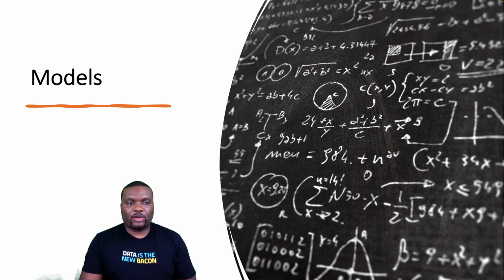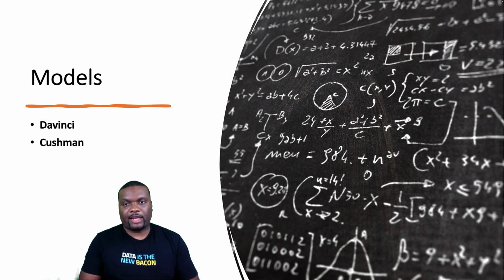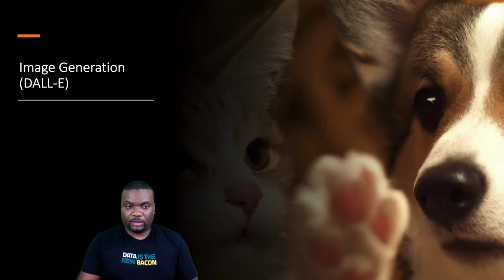Now, if you are looking for the models that are available, the two of them would be the Cushman model and the Da Vinci model. The Da Vinci model is the more recent one. That one is larger, and the Cushman one is the earlier one. That one is slightly smaller. And the cost and the complexity, as well as the inferencing time, is slightly different with these two models.